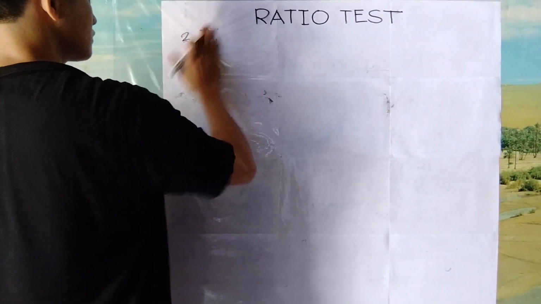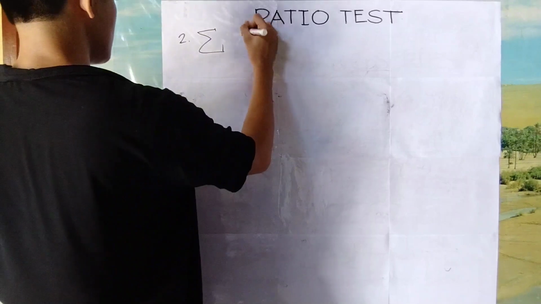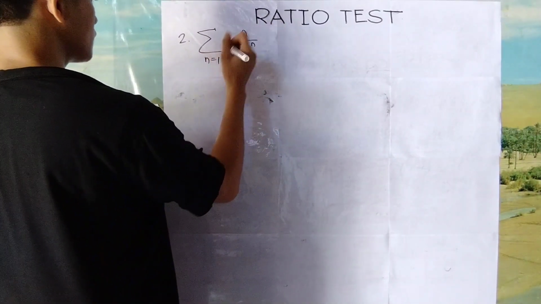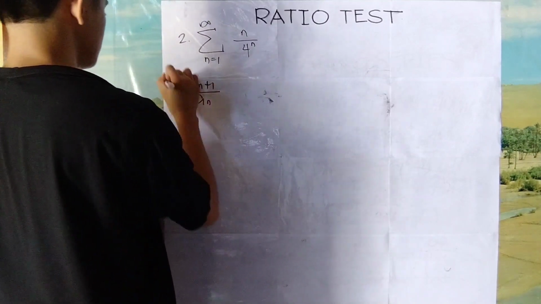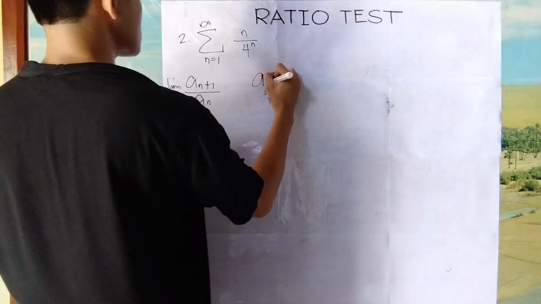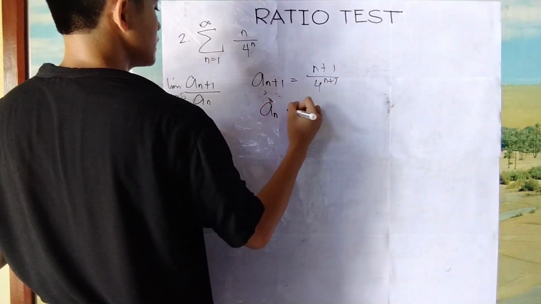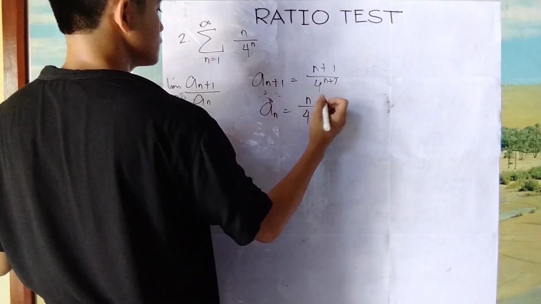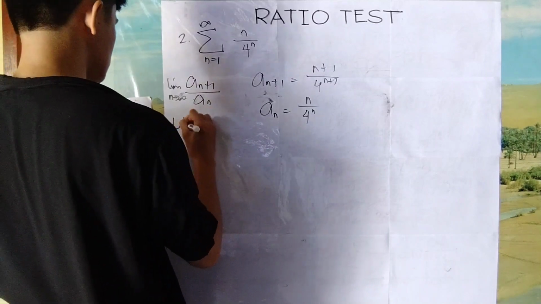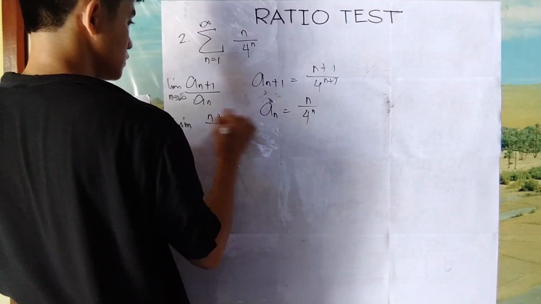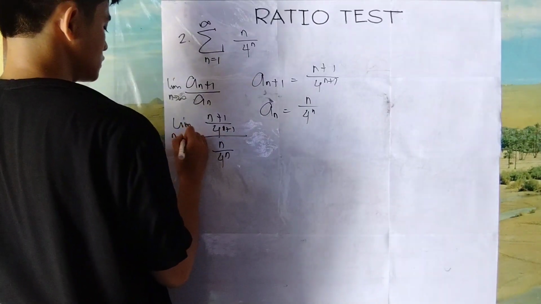Next, we have the series of n over 4 raised to n, from n equals 1 to infinity. So we are going to plug in a sub n plus 1 and divide it by the original. So our a sub n plus 1 is n plus 1 over 4 raised to n plus 1, and our a sub n is the original, n over 4 raised to n. And now let's substitute this. So we have the limit of n plus 1 over 4 raised to n plus 1, all over n over 4 raised to n, as n approaches infinity.